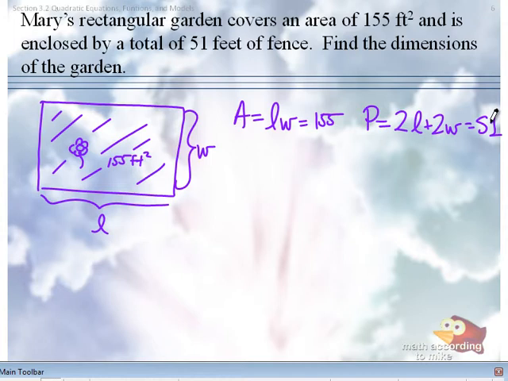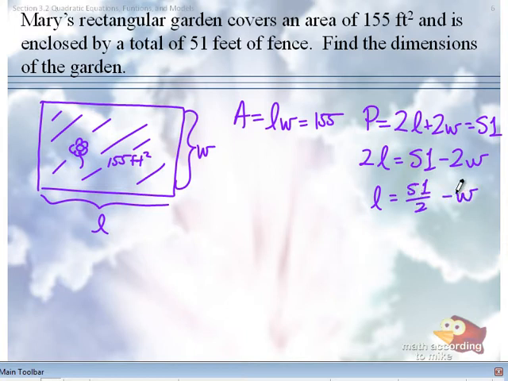So which one do you want to solve for, L or W? L it is. So if we solve for L, we'll subtract 2W from both sides. Then we'll divide by 2. Is everyone okay with that?